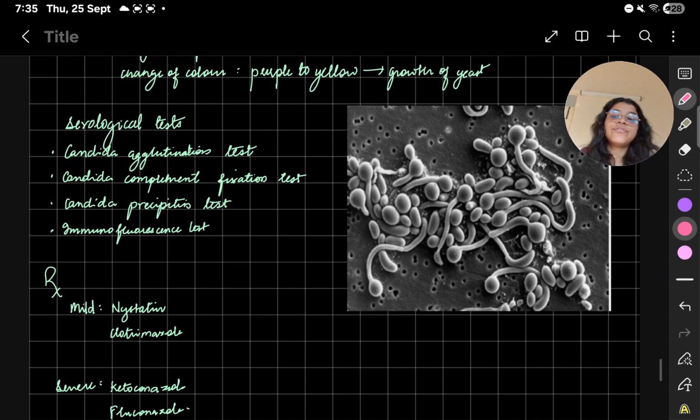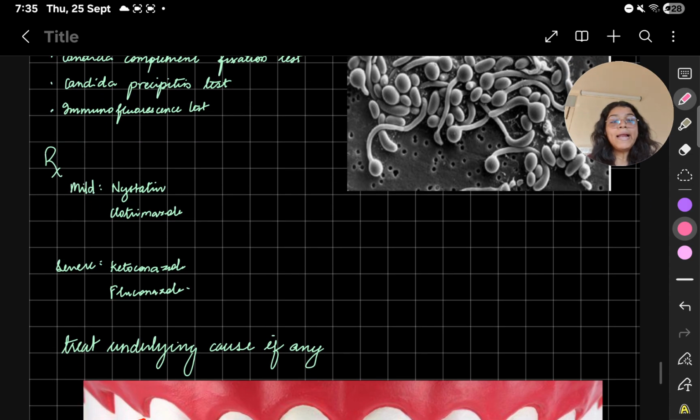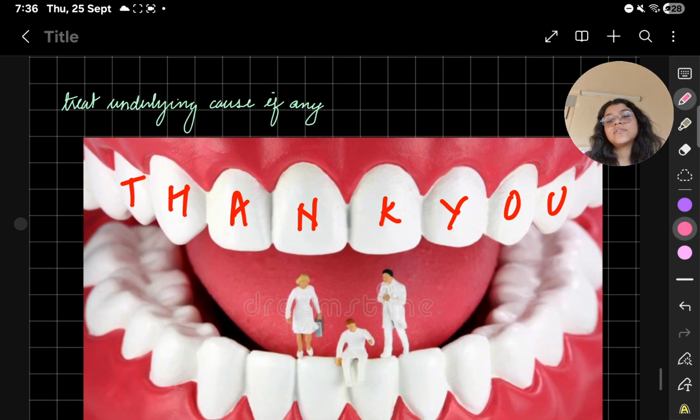And then you have treatment. If mild, you give nystatin or clotrimazole. I have not given the doses because we will learn them in oral medicine. If it's severe, you can give ketoconazole or fluconazole. Treat the underlying cause if any. If there is HIV, you treat HIV. If there is diabetes mellitus, keep it under control. So it is basically like this. Thank you.